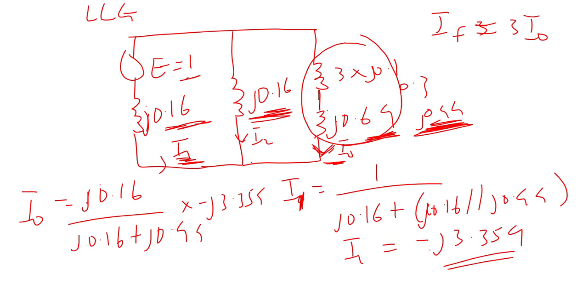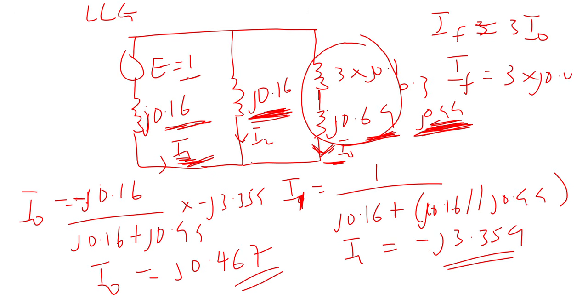Now, because of the arrow direction of I0, I need to negate. So it's the negative, this reactance divided by this plus this times the total current. This gives me I0 to be j0.467. So I have my I0. And since I have I0 now, I can easily find my fault current to be 3 times the j0.467. And this will give me the fault current to basically be j1.401. That's all. Nice solution, right?